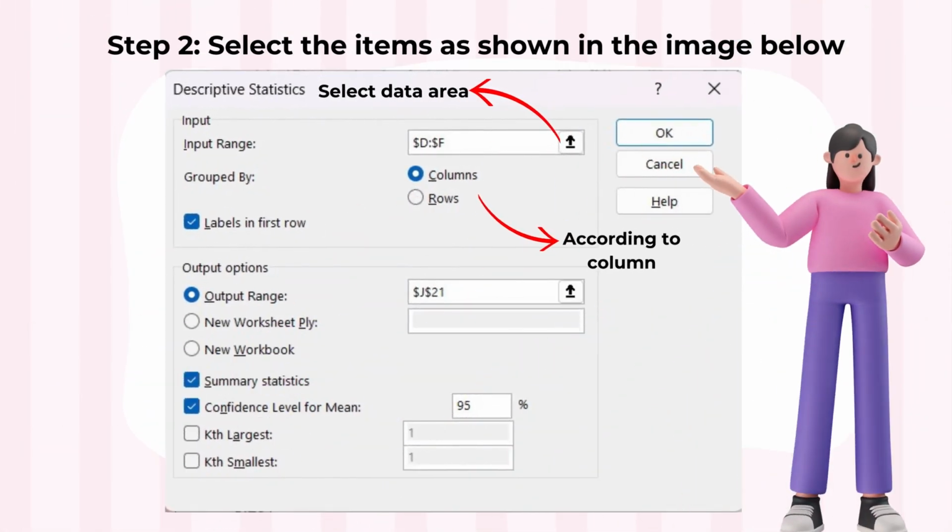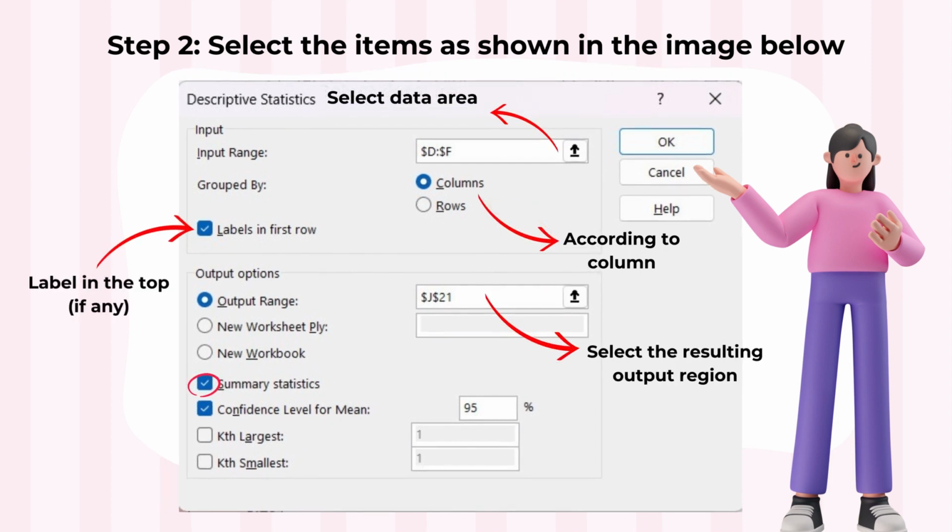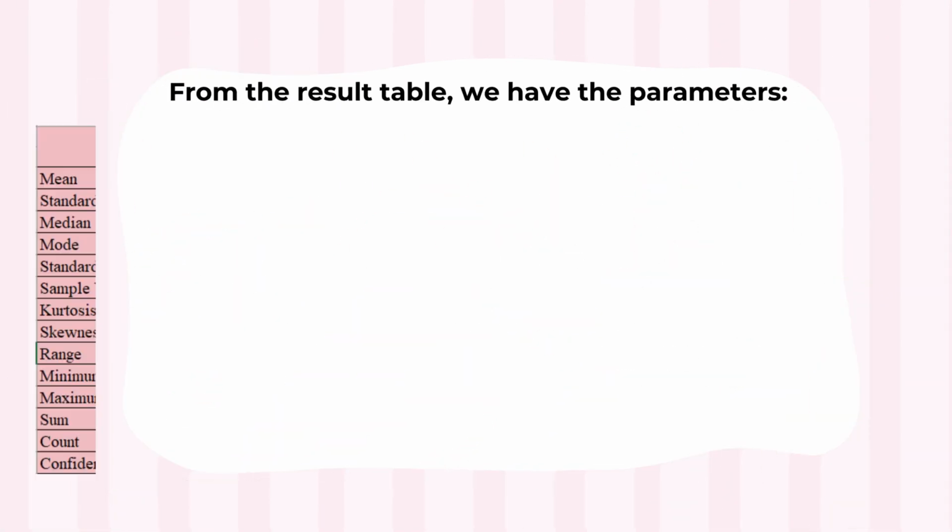Step 2. At input range, we select the data area to statistic. At grouped by, select columns, because the data is in columns. Next, we select labels in first row, if any, and summary statistics. Then at output range, select any blank cell to display the result. And finally, we select confidence level for mean, if necessary, confidence interval statistics, and click OK.